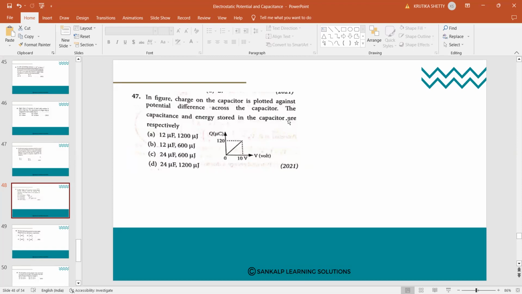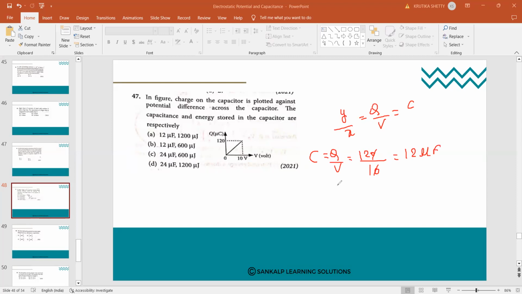So let us see what we will get here. Graph, very simple question it is. From the graph, the slope is given by y-axis by x-axis. Y-axis is charge and x-axis is voltage. So what is q by v? q by v is nothing but the capacitance C. Therefore from the slope we can write C is equal to q by v, which is equal to 120 by 10. So this will get cancelled. It is 12 microfarad.